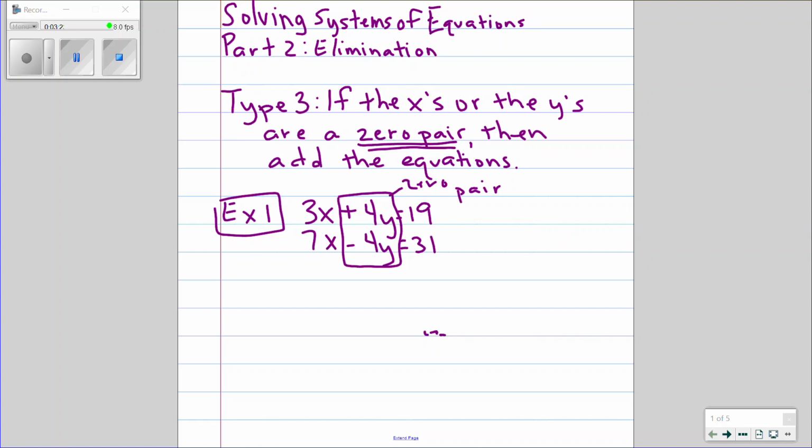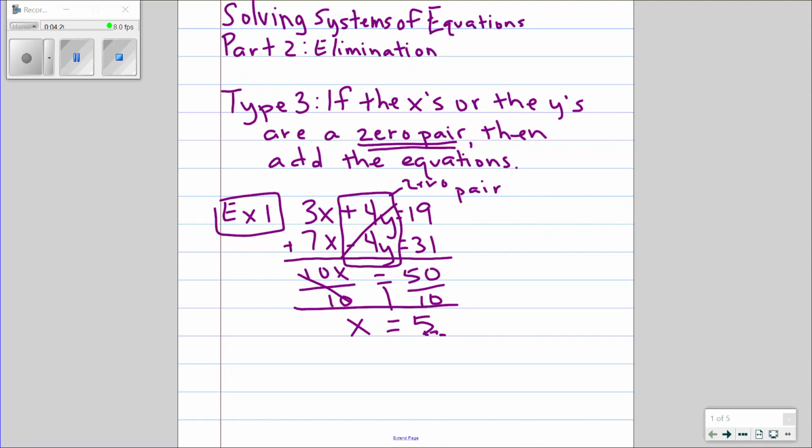So since those make a zero pair, then this equation becomes very simple. All I have to do is just turn this into a giant addition problem and add. So first I have 3x plus 7x is 10x. And then I have a positive 4y and a negative 4y. That's the zero pair. Since they're opposites, that means that they cancel. And then I bring down the equals, and then I add 19 plus 31 is 50. So now from here, I have a very simple equation to solve. All I need to do is wall floor, and then to get x by itself, I'll just divide both sides by 10.